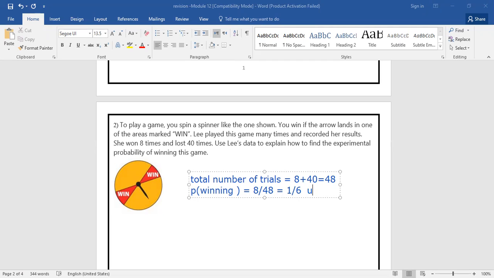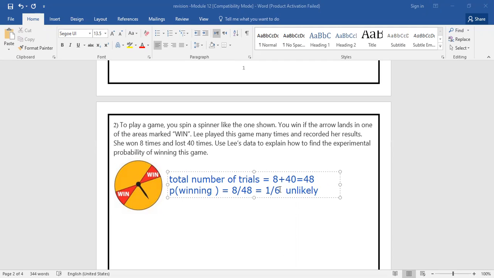Why will it be unlikely? How do you know that this one will be unlikely? If we take 8 out of 48, it didn't get half of it, so it would be unlikely. Very good. But 1/6, you said 1/8.